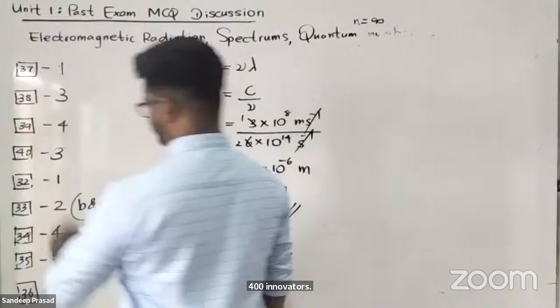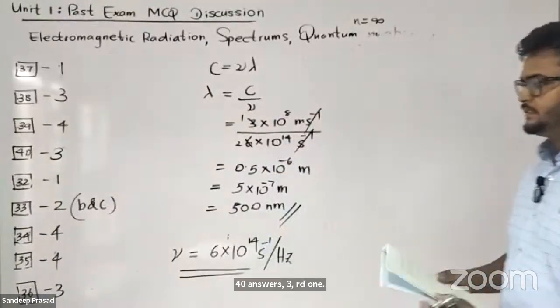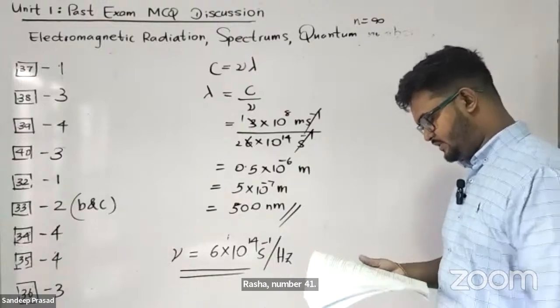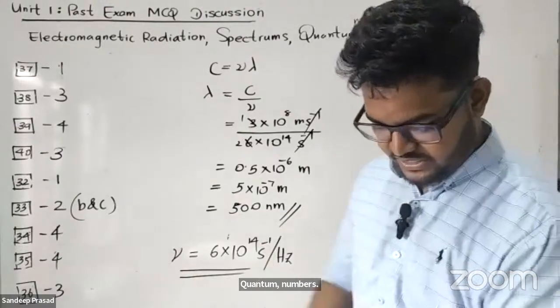Forty, answer is the third one. Okay. Question number 41. Quantum numbers. Can you remember the quantum number theories we learned?